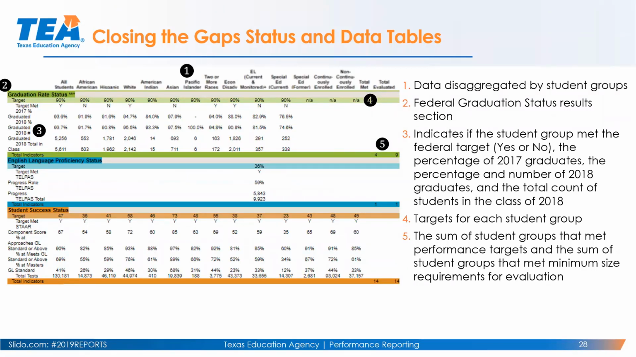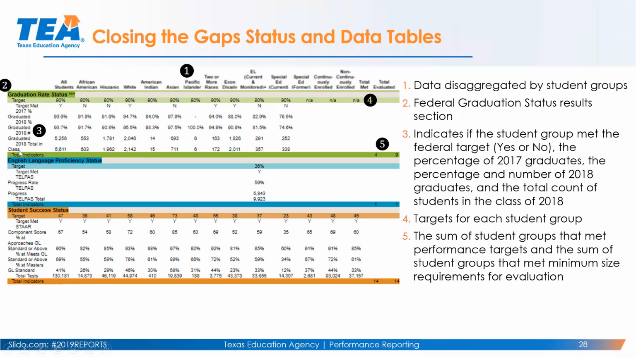Next, I'm looking at graduation rate. The top, again, disaggregates data by student groups. On the left-hand side, I'm looking at my graduation status in green. Section 3 indicates if that student group met the federal target, yes or no. I also see on the left-hand side the percent that graduated from 2017, and then my total number of graduates from the class of 2018, the total count and the percent who graduated.